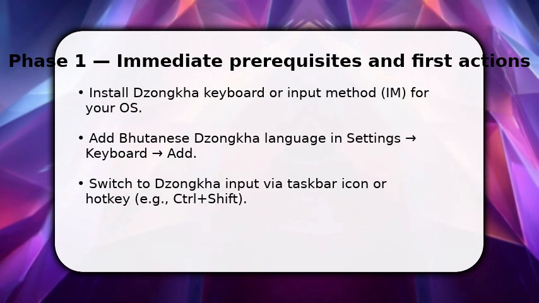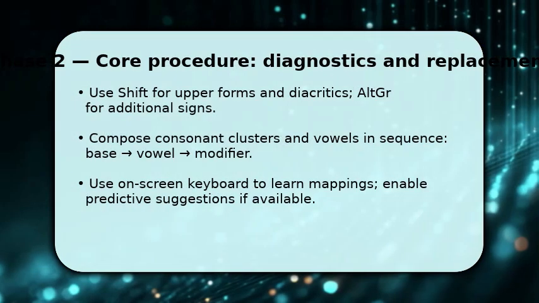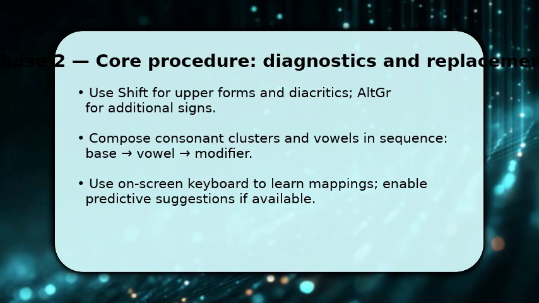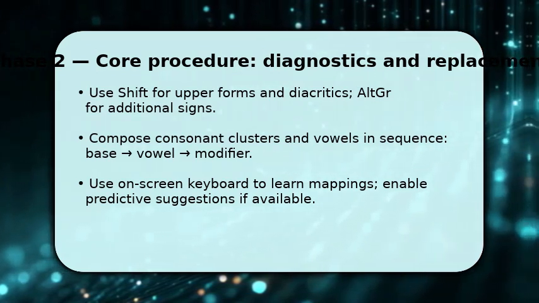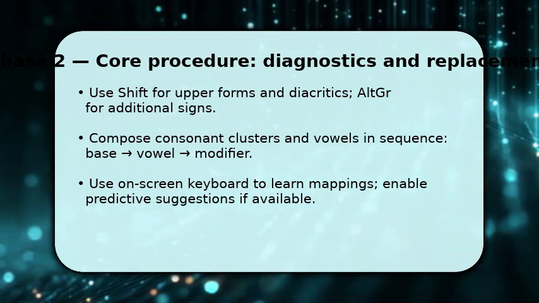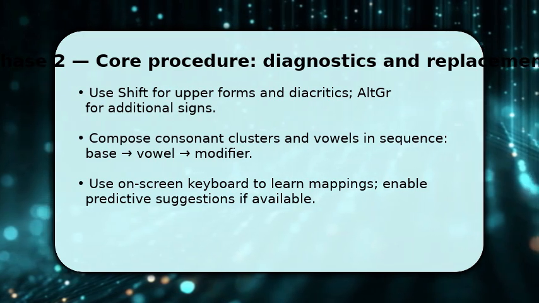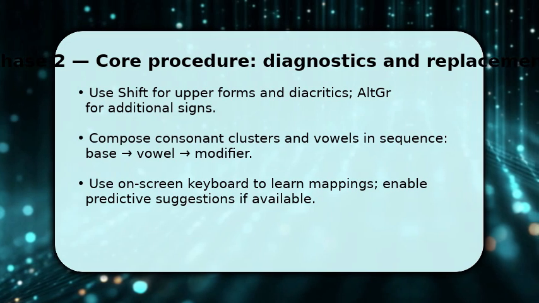Now practice the actual key mapping and composition rules. You type a base consonant first, then add a vowel sign or modifier. This order matters. Use Shift to access uppercase forms or alternative marks, and Alt-GR, right Alt, for extra symbols when available. Once you see a consonant cluster, add the virama or conjunct marker per the layout to join letters properly.